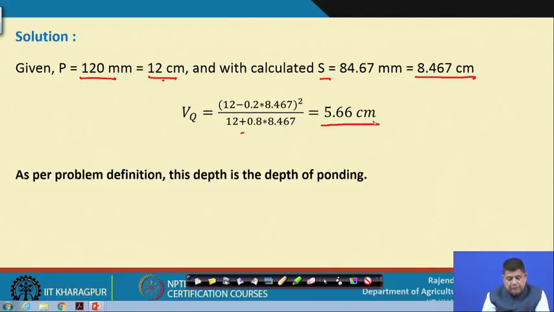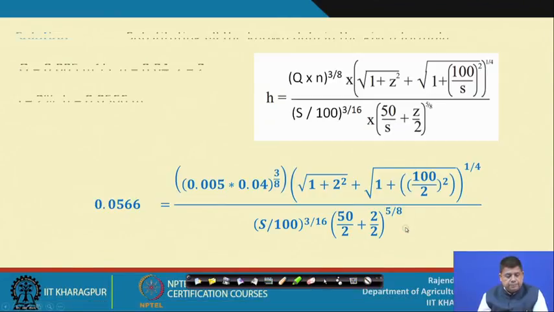and as per the problem definition, this is the depth of ponding. In previous cases we calculated the depth of ponding separately; in this case, by calculating Vq we directly get the depth of ponding. So, this is another variation of the problem which we might face.